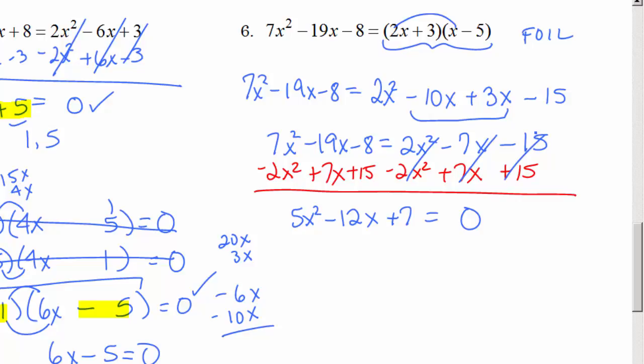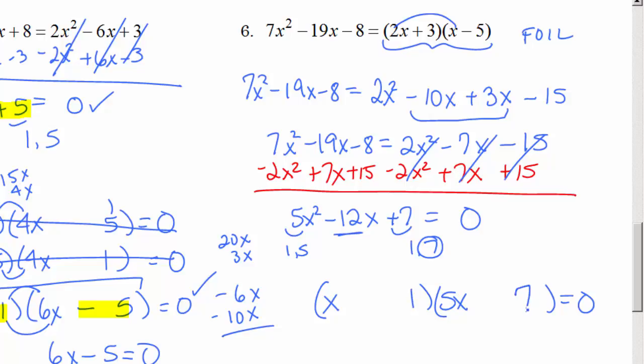Now I have to factor it. So I only have one choice for 5 and only one choice for 7. Thank goodness. So 1x times 5x. Now where do I need to put that 7? If I put it there, I'm going to have 7 times 5, which is 35. That's just too big. So let's put the 1 here and the 7 there. So that's going to give me 5x in the middle. Those are 7x. Make them both negative.